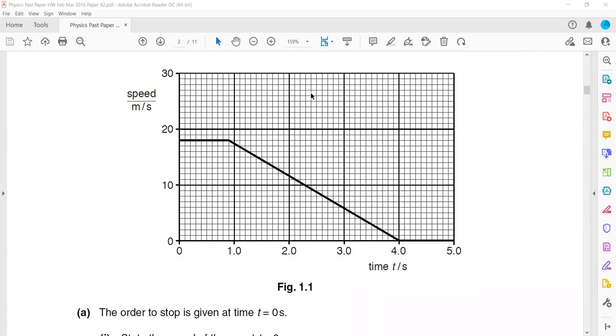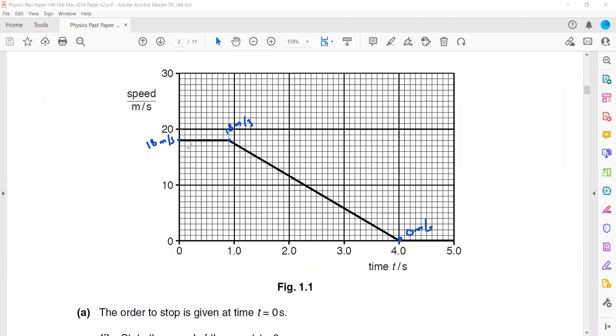So the moment the order is given, the car was traveling at 18 meters per second. But look, this is the point where the instructor gives the order. But you can see for some time, about 0.9 second, first it is traveling at 18 meters per second, and till 0.9 second it continued to move at 18 meters per second, and then it stopped.